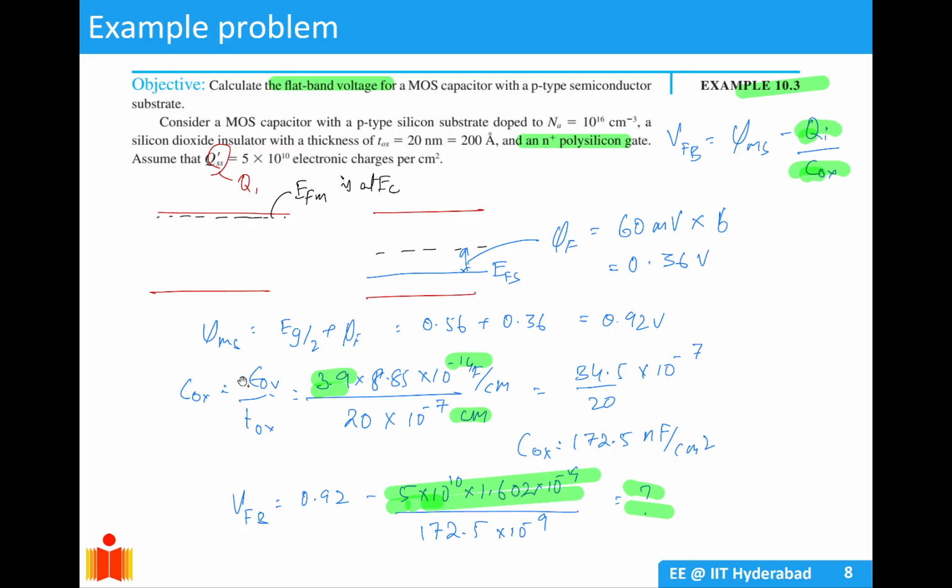So epsilon ox by Tox. It's silicon dioxide, so epsilon ox would be 3.9 into 8.85 into 10 power minus 14 farad per centimeter. And Tox you are given as 20 nanometers, which will be 20 into 10 to minus 7 centimeter. If you calculate that, it comes out to be around 172.5 nanofarad per centimeter square.